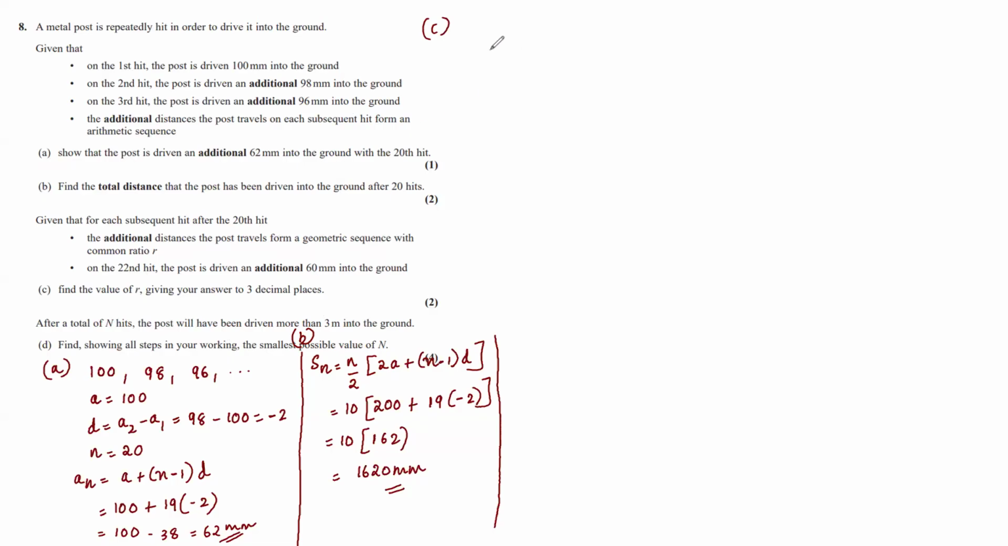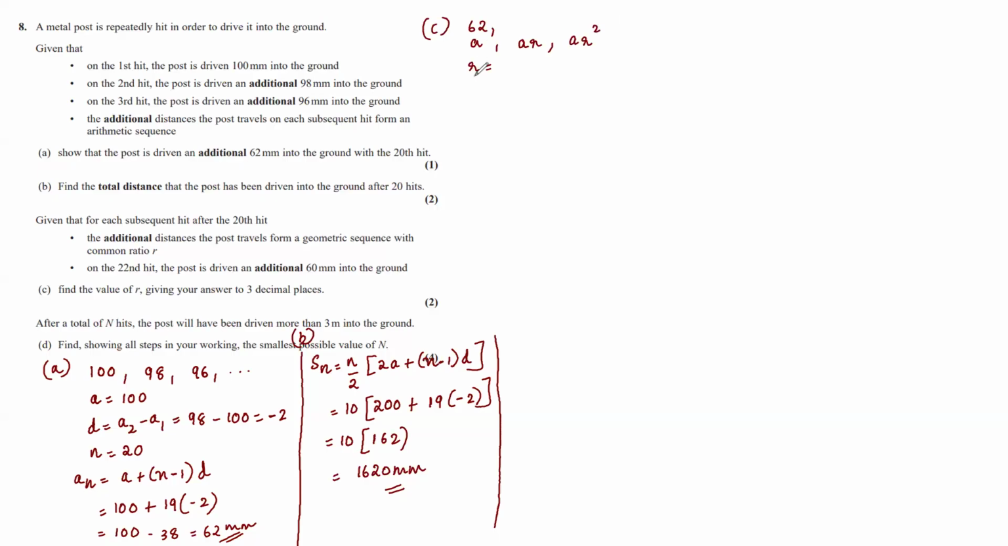So here this is a geometric sequence, and from the 20th term onwards, this forms a geometric sequence. So the 20th term, we know it is 62 millimeter. We already got here in A part, the 20th term is 62. Now it's said that the common ratio is r. Now, we know the first term is a for a geometric sequence, second term is ar, and the third term of a geometric sequence is ar squared.